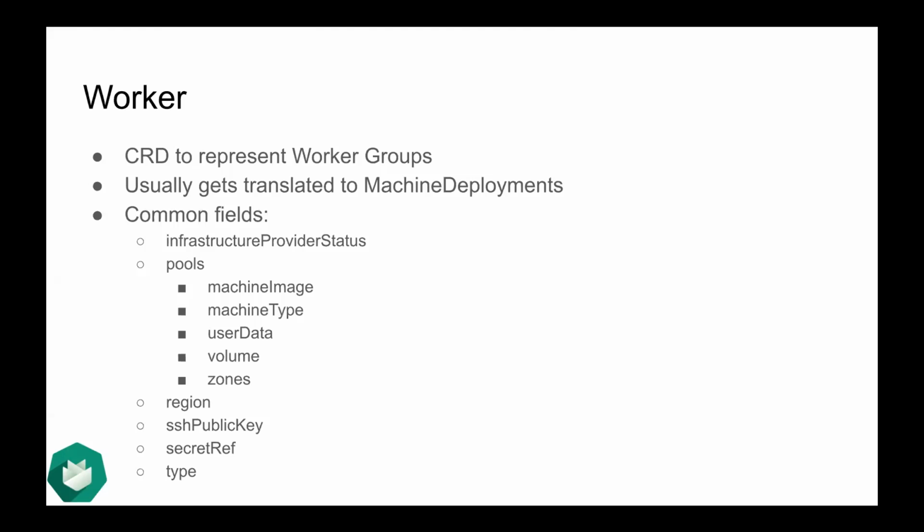It also has a field called pools, and inside each of those pools, you specify the machine image, machine type, like you used to know it from the shoot spec. Also, what I omitted here is stuff like max surge, max unavailable. If you want to do rolling upgrades, you specify the update strategy, the volume, the zones. And as for the others, we also have the region, the SSH public key, and the secret ref pointing to the secret that the worker actuator or worker controller should use to create your worker resources.